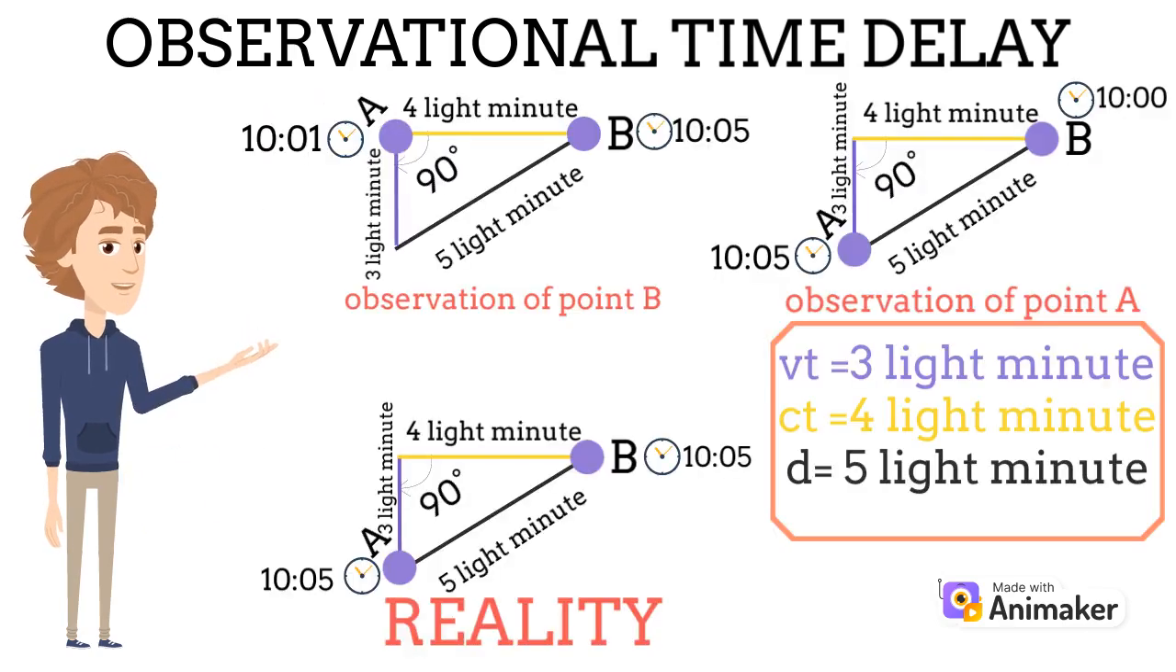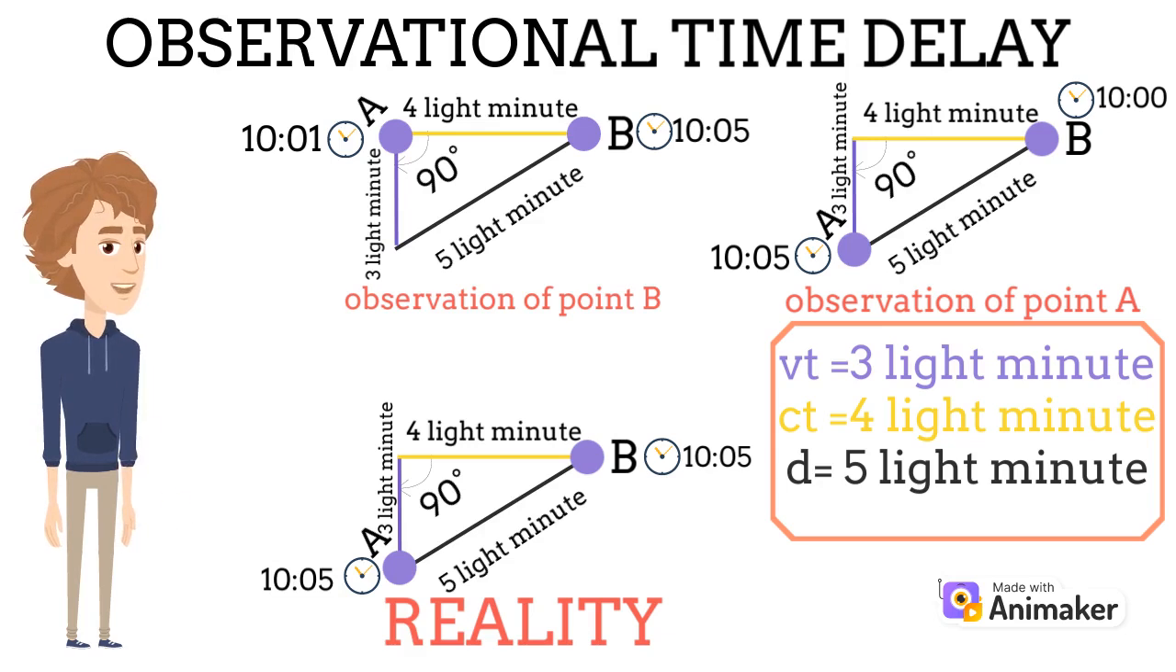Now we are going to compare reality with observation of both point A and B. Look at the diagrams here. vt equals 3 light minutes. ct equals 4 light minutes. d equals 5 light minutes. Did you see the real time on both point A and B is 10:05? But when point B observes point A, the time and position of point A is past, equals 10:01. Similarly when point A observes point B, the time of point B is past, equals 10 o'clock.